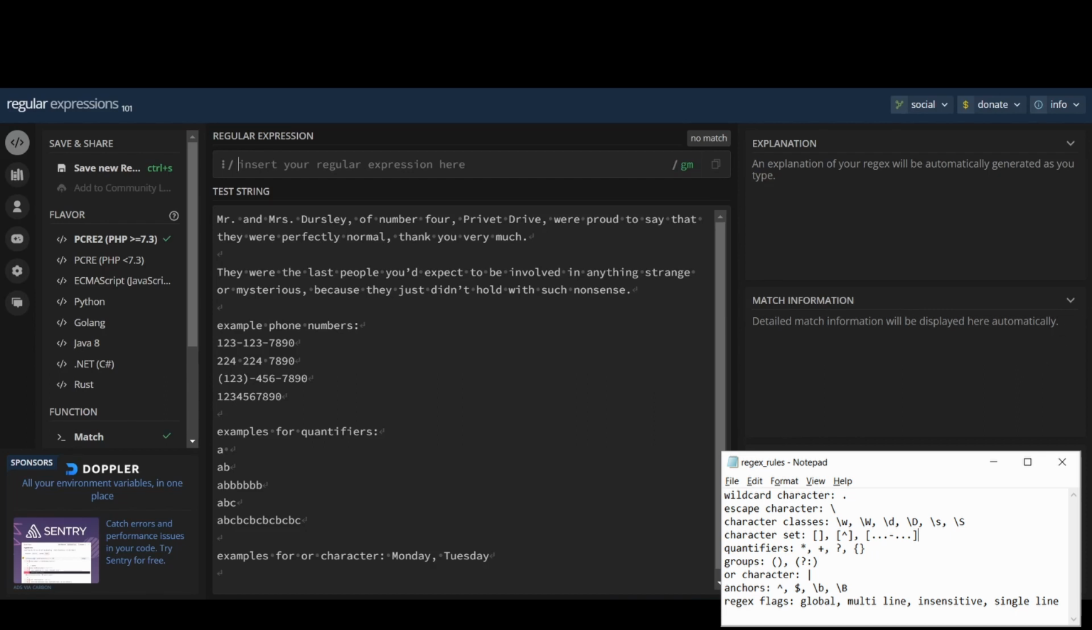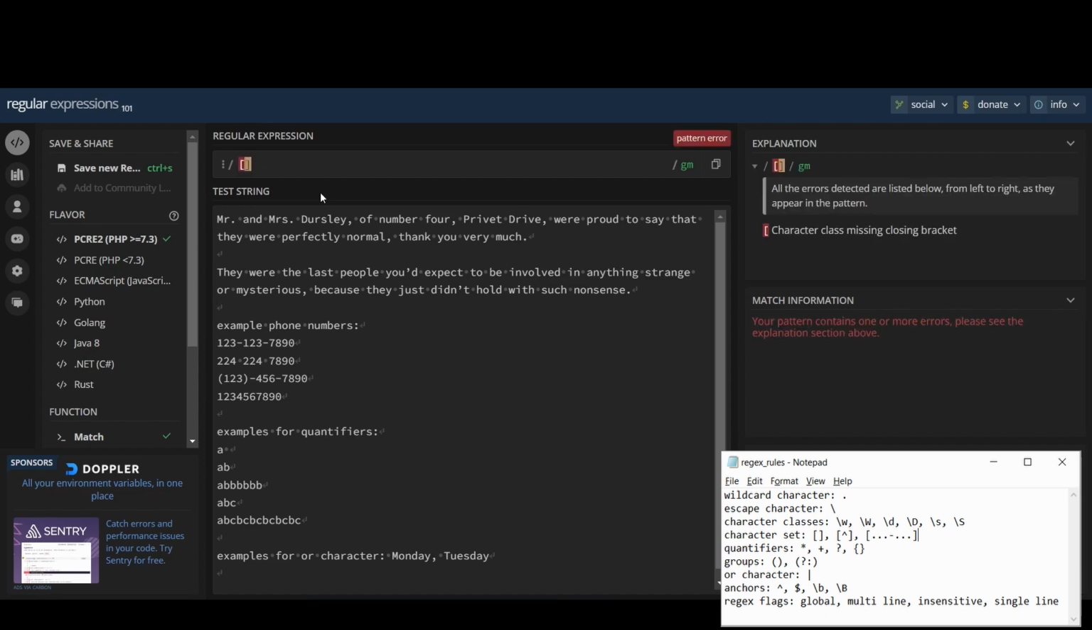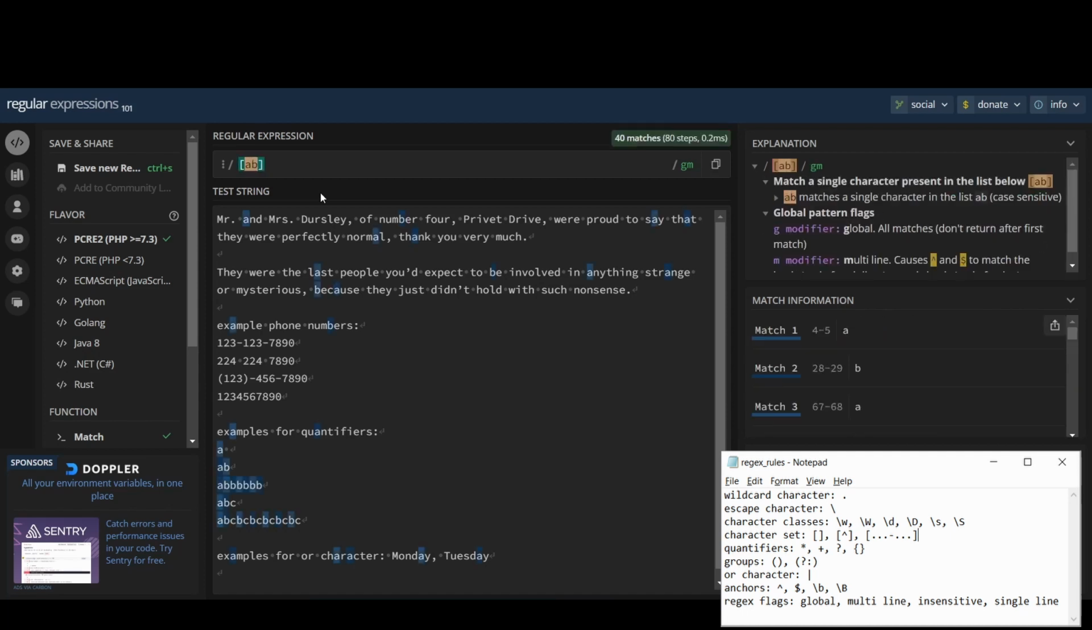Now, what if we want to match either one character or another character? For example, if we want to match either letter A or letter B, in that case, we can use something called a character set. A character set is enclosed by open and closed square brackets, and then inside we just need to type in the characters that we want to match, either A or B. In this case, you can see that all the A's and all the B's are highlighted because we want to match either A or B.